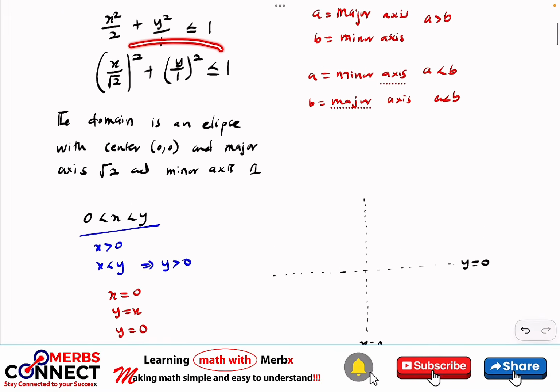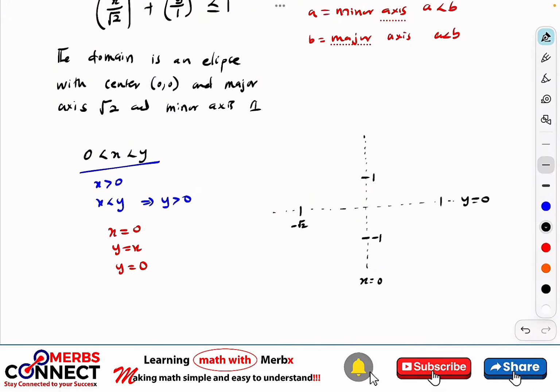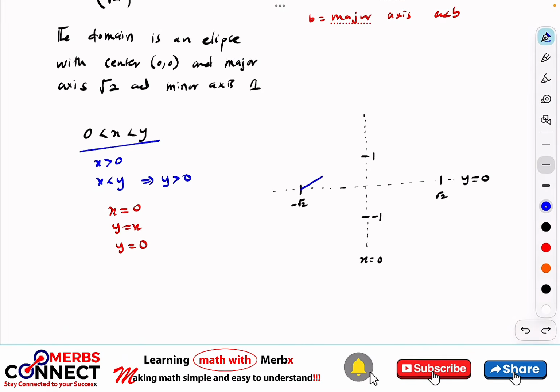So now we need to sketch the ellipse here. So the ellipse, we have 1, -1, and we have 1. But because the square root of 1 is greater than this, we need to stretch this to this side and stretch this one to also this side. So our graph is going to look like this. Let me see, are we including 1? Yeah, we are including the boundary. So we are going to have something like this.